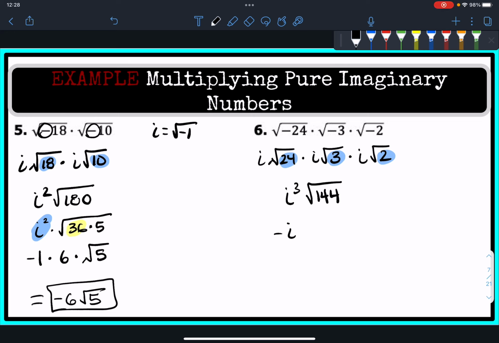And since the 144 is a perfect square, that's going to equal 12. The square root of 144 is exactly 12. And now multiplying negative i with 12, that gives us negative 12i. And here is our result.